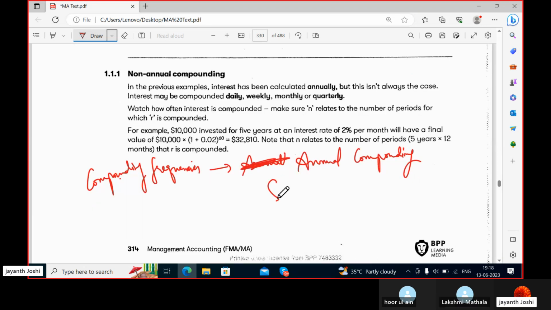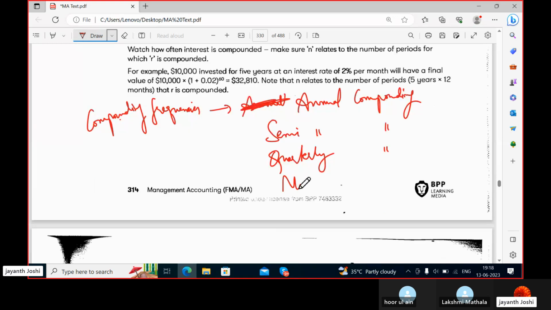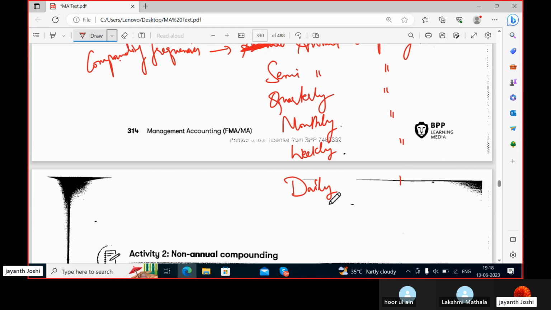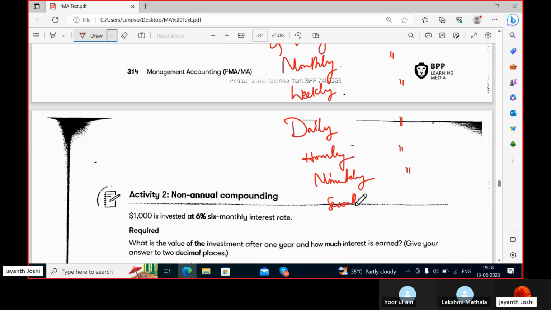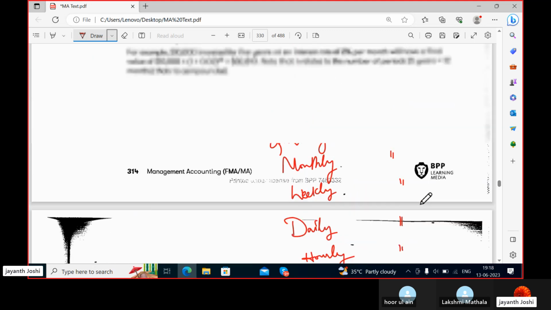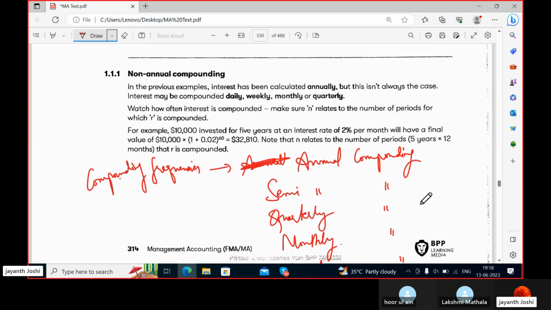Then comes the semi-annual compounding. Then comes the quarterly compounding. Then comes monthly compounding, weekly compounding, daily compounding. Then can be hourly compounding, minutely compounding, secondly compounding. It can go to whatever extent. Okay. So these are all the examples of non-annual compounding.